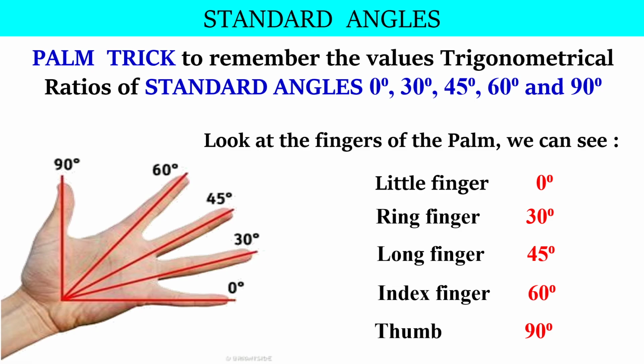So starting from the little finger, we are moving in the ascending order: 0 degree, 30 degree, 45 degree, 60 degree and 90 degree. Starting from the lowest little finger, we keep on moving in the ascending order. You have to remember which values have been awarded to each finger, because they will be the same for sine, cosine and tangent. They won't change.